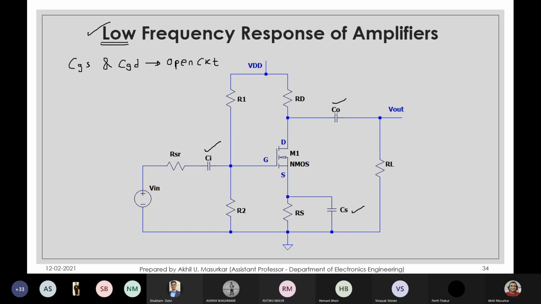So while doing AC analysis, what are the things that we will do? Short circuit all DC sources. Short circuit all DC sources means we'll just connect this to 0. VDD will get connected to 0.